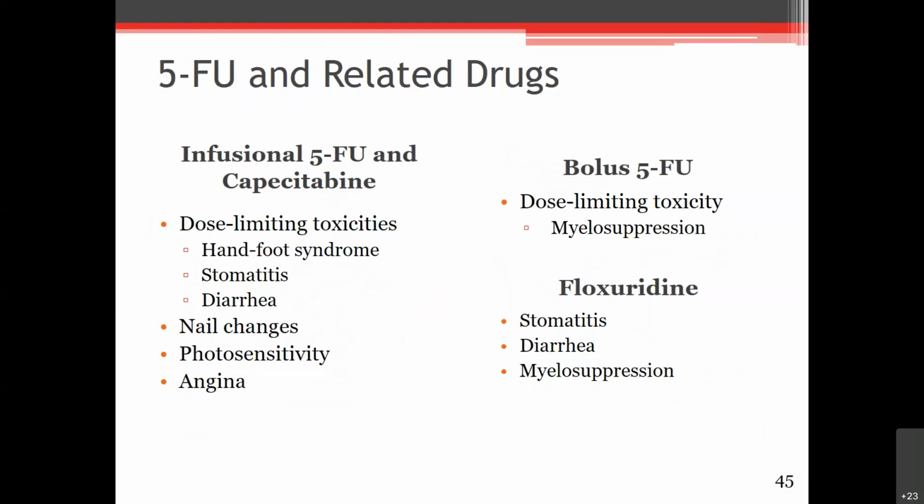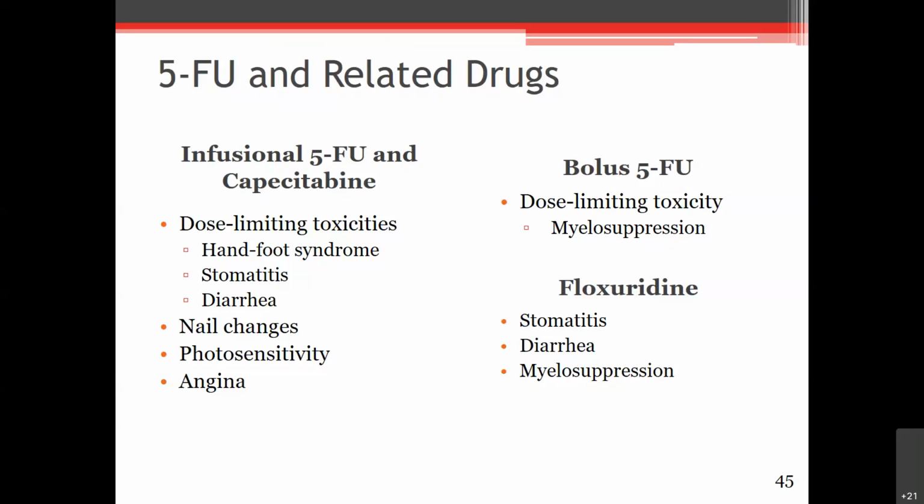When we talk about side effects for these medications, we'll first start with infusional 5-FU and capecitabine. So dose-limiting toxicities here include hand-foot syndrome, stomatitis, and diarrhea. Some patients do also have nail changes, and photosensitivity does occur. And then a unique side effect here is angina that can occur with 5-FU. And it's thought to be due to coronary artery vasospasms that occur during or shortly after the 5-FU infusion. With bolus 5-FU, our dose-limiting toxicity is going to be myelosuppression.